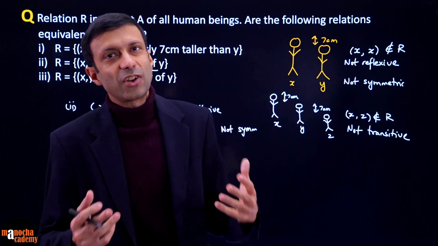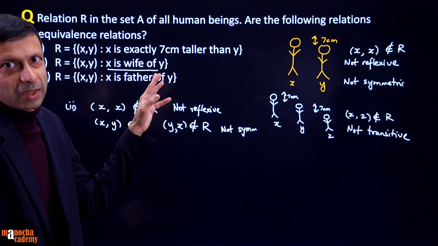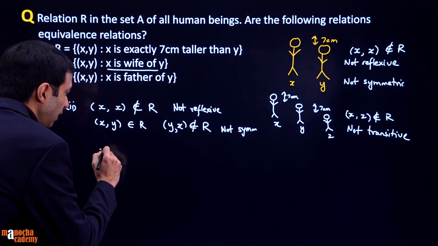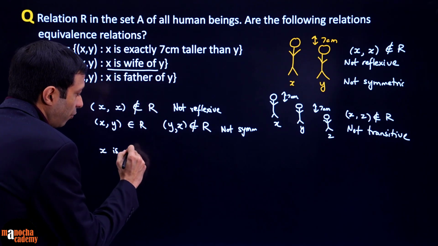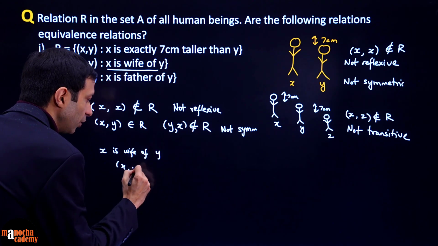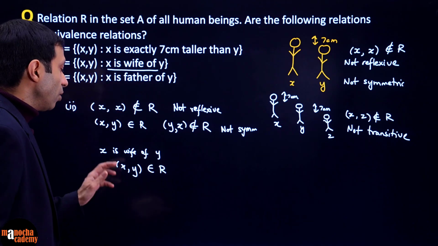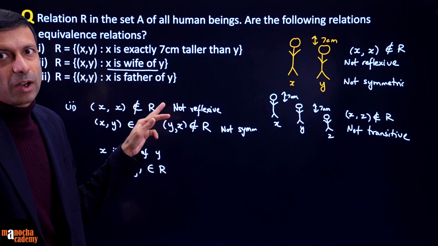Now let's look at the transitive property for this x is wife of relation. So we'll start off with x is wife of y. That means x comma y belongs to the relation, if you consider some example. Now the question is, will y comma z be part of the relation?